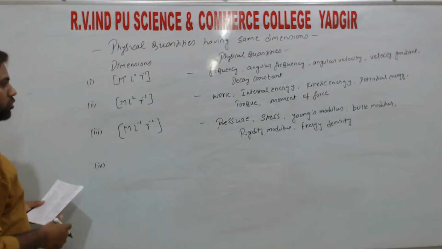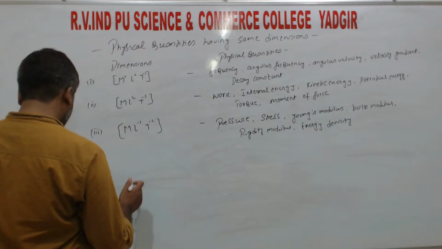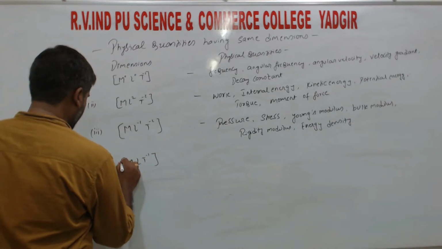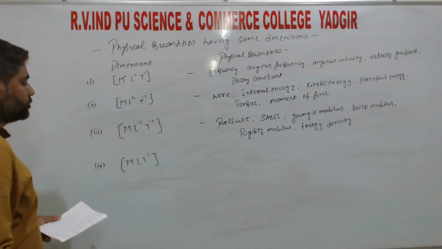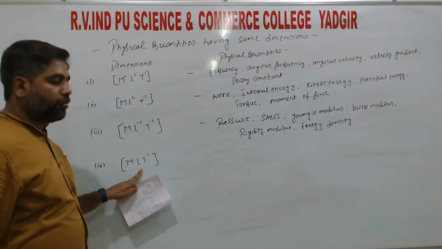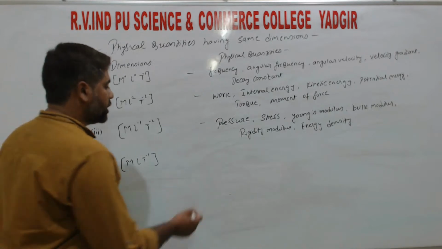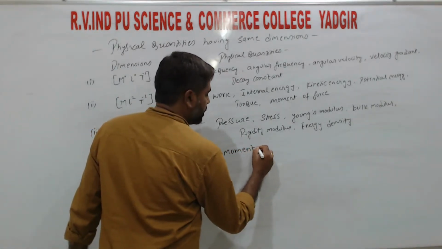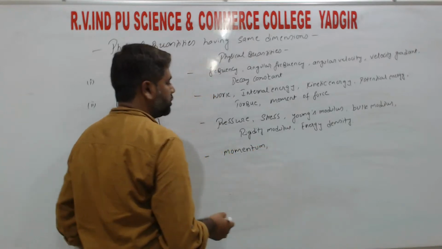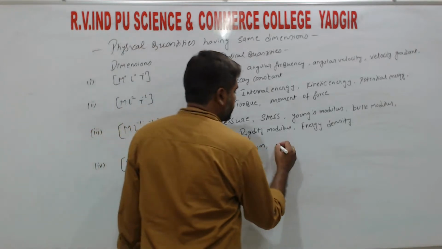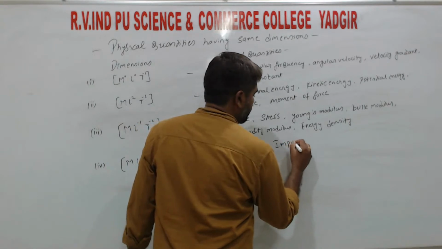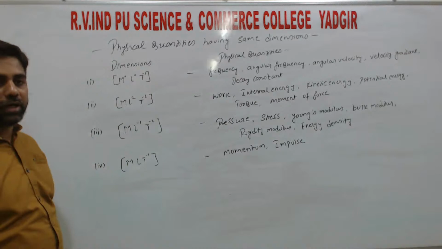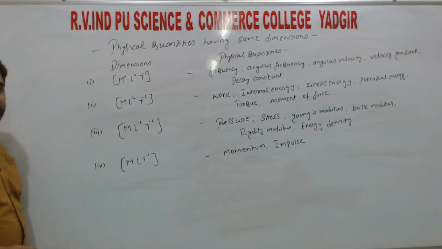But we have to know the dimensions, right? So M L T power minus 1, right? So that is kg meter per second. So kg meter per second is the unit for momentum, right? So same for impulse. Impulse and momentum both have the same unit, that is kg meter per second, right?